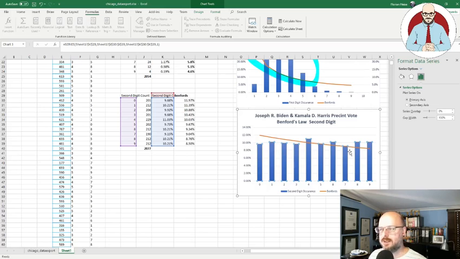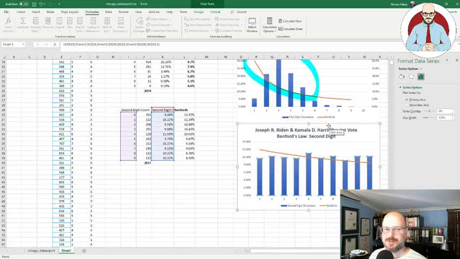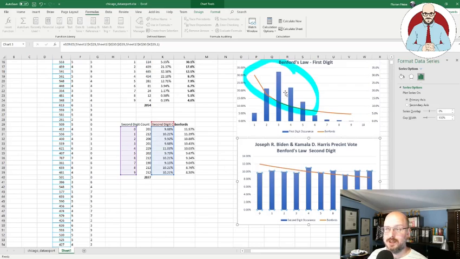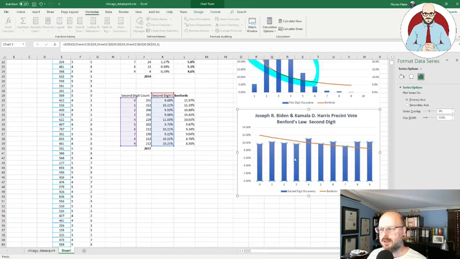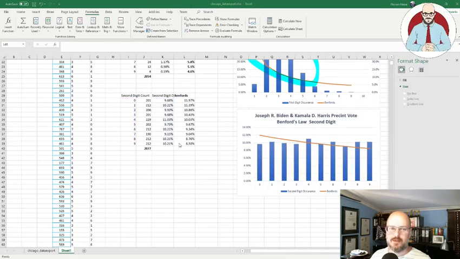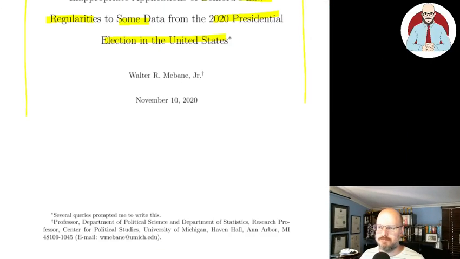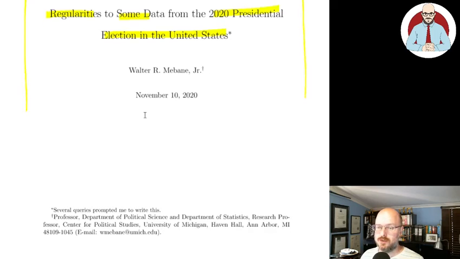Now, it's not as dramatic, is it? It's not as dramatic. And many more people are saying that you shouldn't even do the first digit for political polling. You should look at the second digit. So is that as dramatic, guys? If this one here you could argue is an indicator of fraud, you could say, oh, that one probably isn't an indicator of fraud. So let's have a look at this paper written by Mebane to get his perspective on this data and how Benford's law is being used.